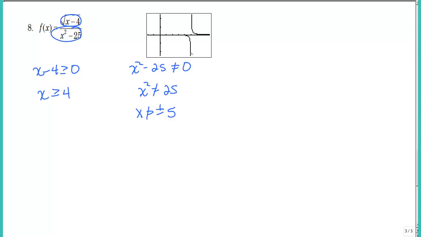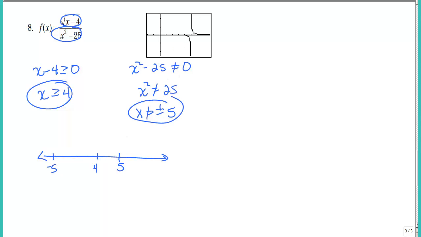Well, I'm looking at my picture. Let's look at this. Where is that on the number line? Here's 4. Here's 5. Here's -5. Okay, and that says it cannot be these two numbers. This says it can be anything greater than or equal to 4. Well, I have to put those two concepts together. So it can equal 4, it can be greater than 4, but it can't be 5. So this -5 is not even in the picture. It has to be greater than or equal to 4, but it can't be 5.